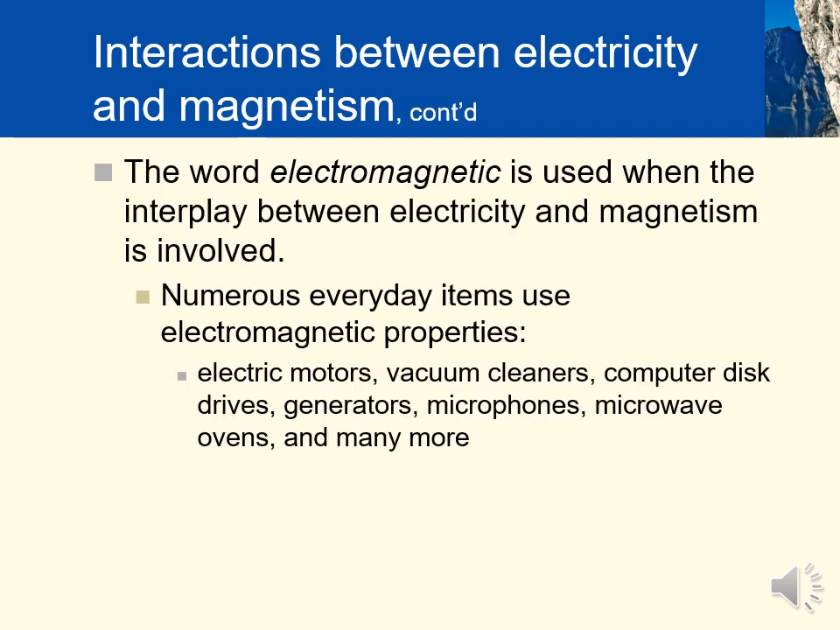Here we will talk about electromagnetism, which is the science that studies the interaction between electricity and magnetism. And we know in our daily life there are a lot of machines that use electromagnetic properties, such as electric motors, vacuum cleaners, computers, microphones, microwave ovens, and many others.